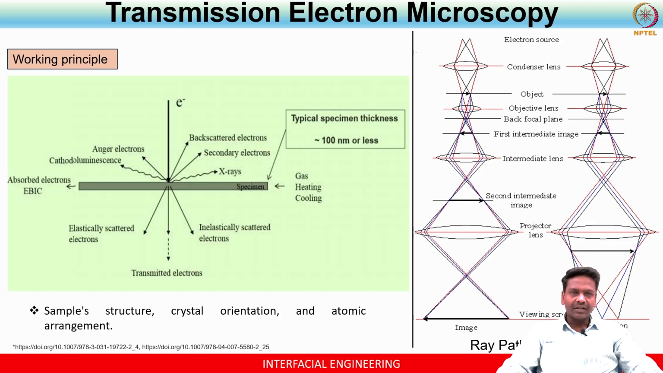The elastically scattered electrons interact with the atoms, nuclei and other aspects of the sample without losing energy, whereas inelastically scattered electrons interact with the sample but lose energy, right? So these two types of electrons, in addition to the backscattered and secondary electrons, help us decode information from the sample. You can get information about sample structure, crystal orientation and atomic arrangement, right?